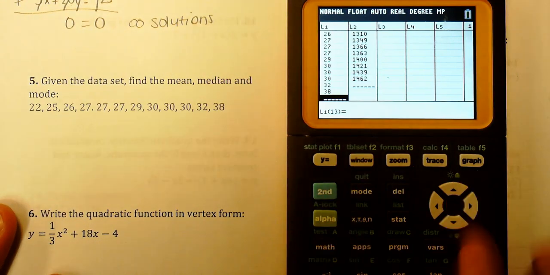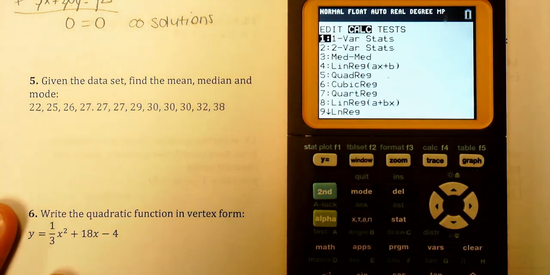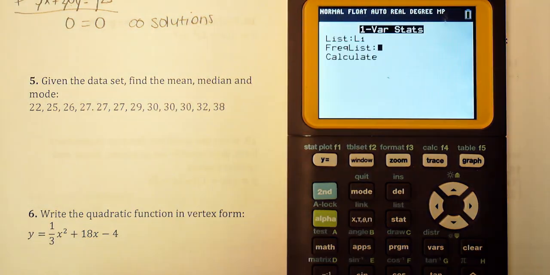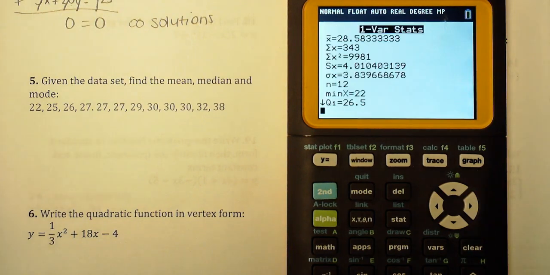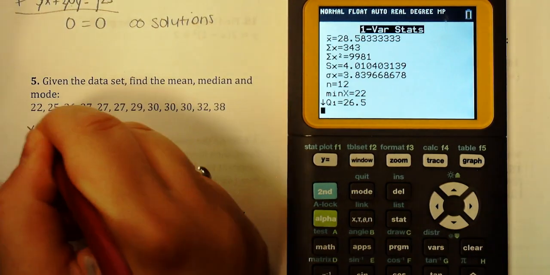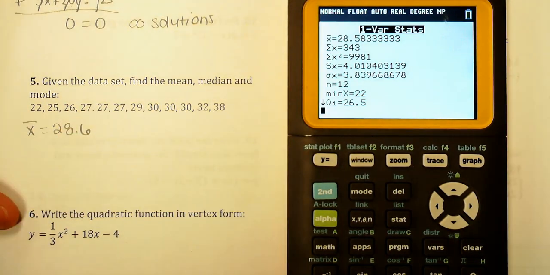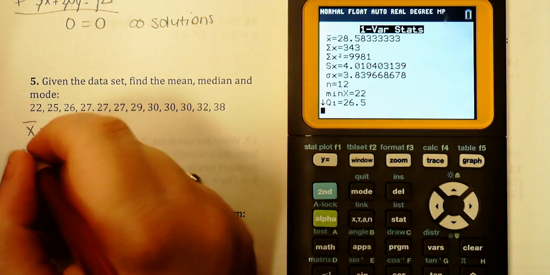Okay, once I've got that in, we'll go to Stat Calc, and the very first button, the first variable statistics, that'll give us our mean and our median. Just keep hitting enter till it shows up. So the mean here, let's go 28.6-ish to the nearest tenth. Sorry, we didn't tell you what to round.